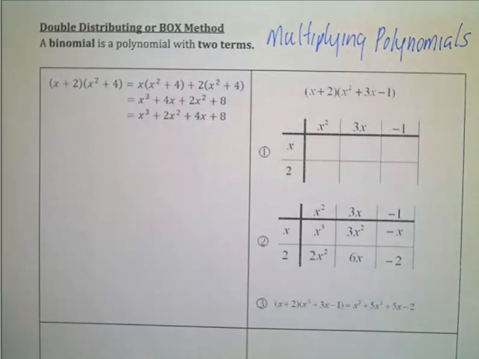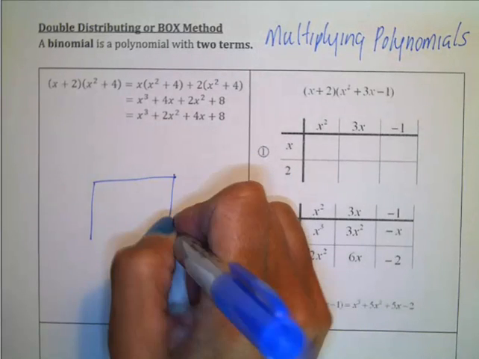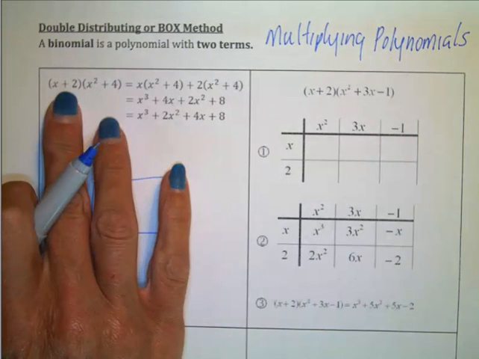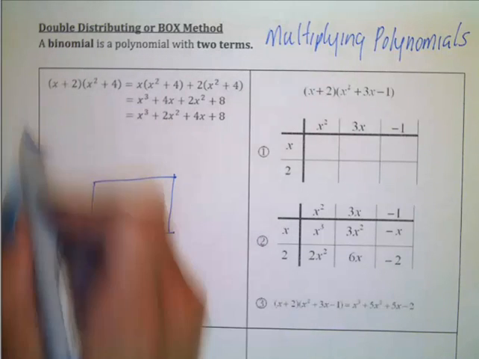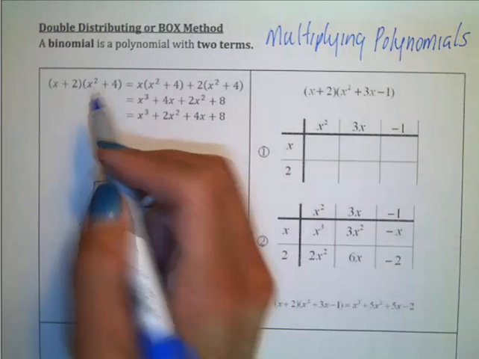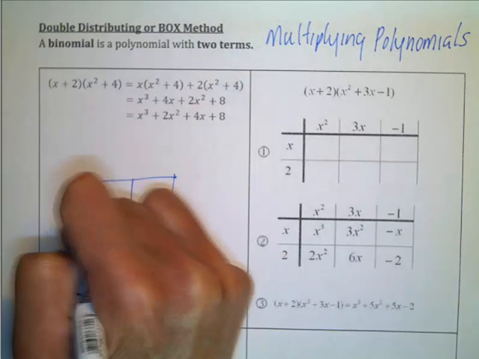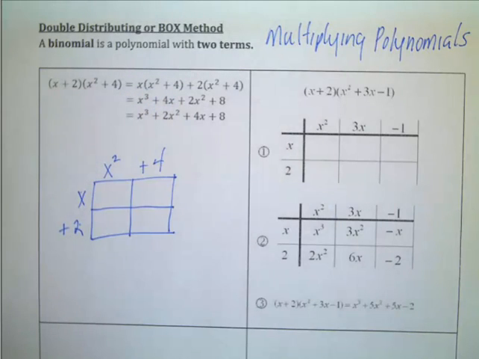If we were going to use the box method, how do I know columns and rows? Well, each term gets a column or a row. Which is which does not matter. So I have x plus 2, so that's 2 terms. I'm going to give it 2 rows. X squared plus 4 is 2 columns. So I have x plus 2 and x squared plus 4. Make sure you have those signs because that's where you're going to make your mistakes, and that's a goofy mistake.